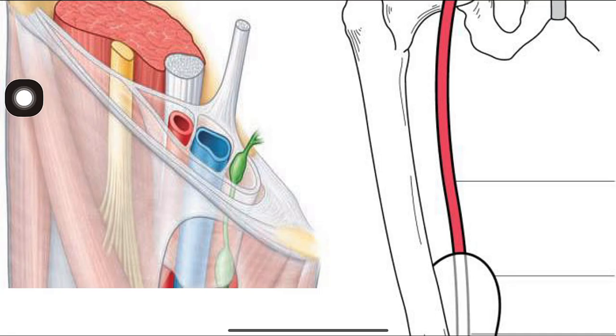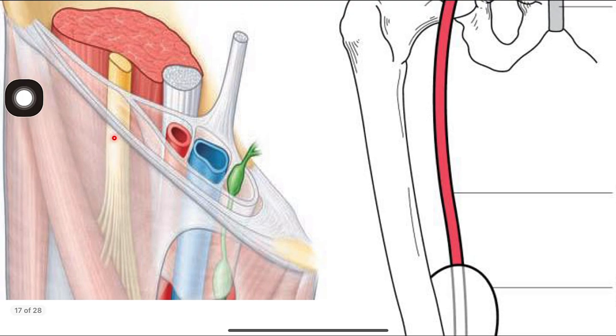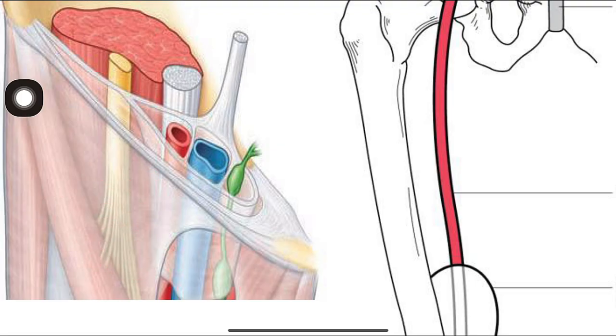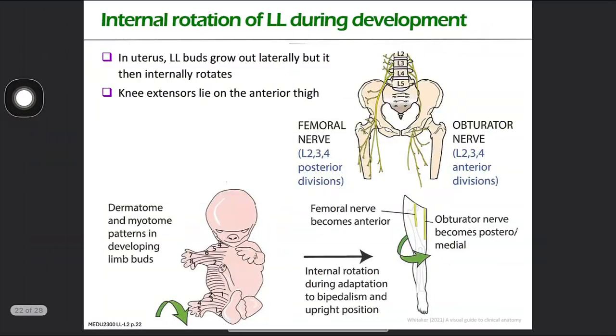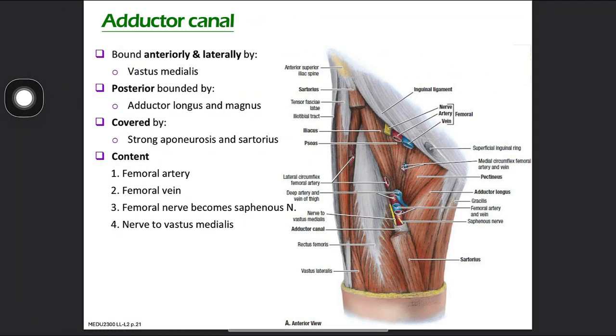This is originally the femoral nerve. Once it descends a little bit, it has already divided into many branches because they go to the quadriceps. There is only one remaining nerve in the form of the saphenous nerve, and then it goes down to the adductor canal, okay? And also one nerve to the vastus medialis. Okay, so this is the adductor canal.